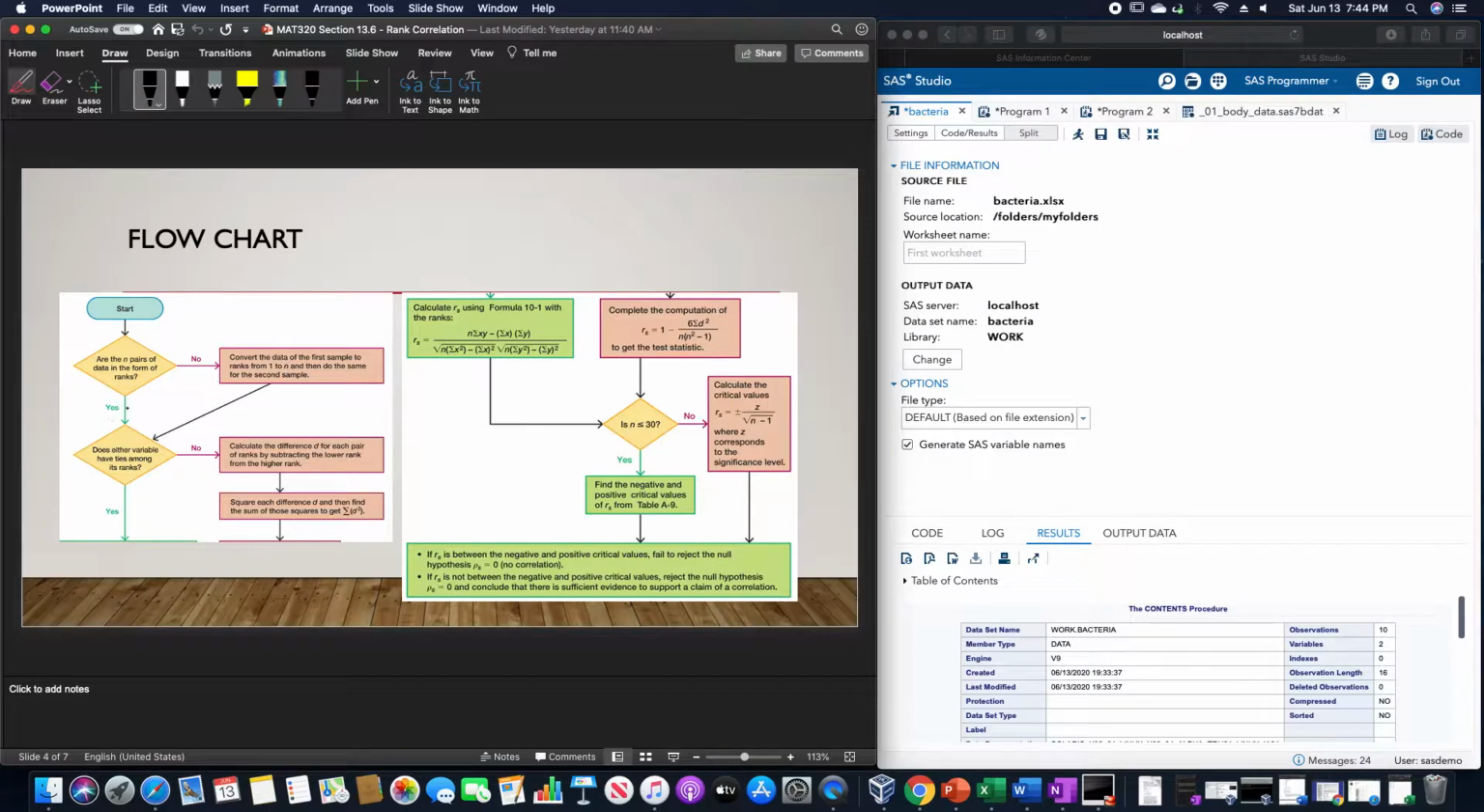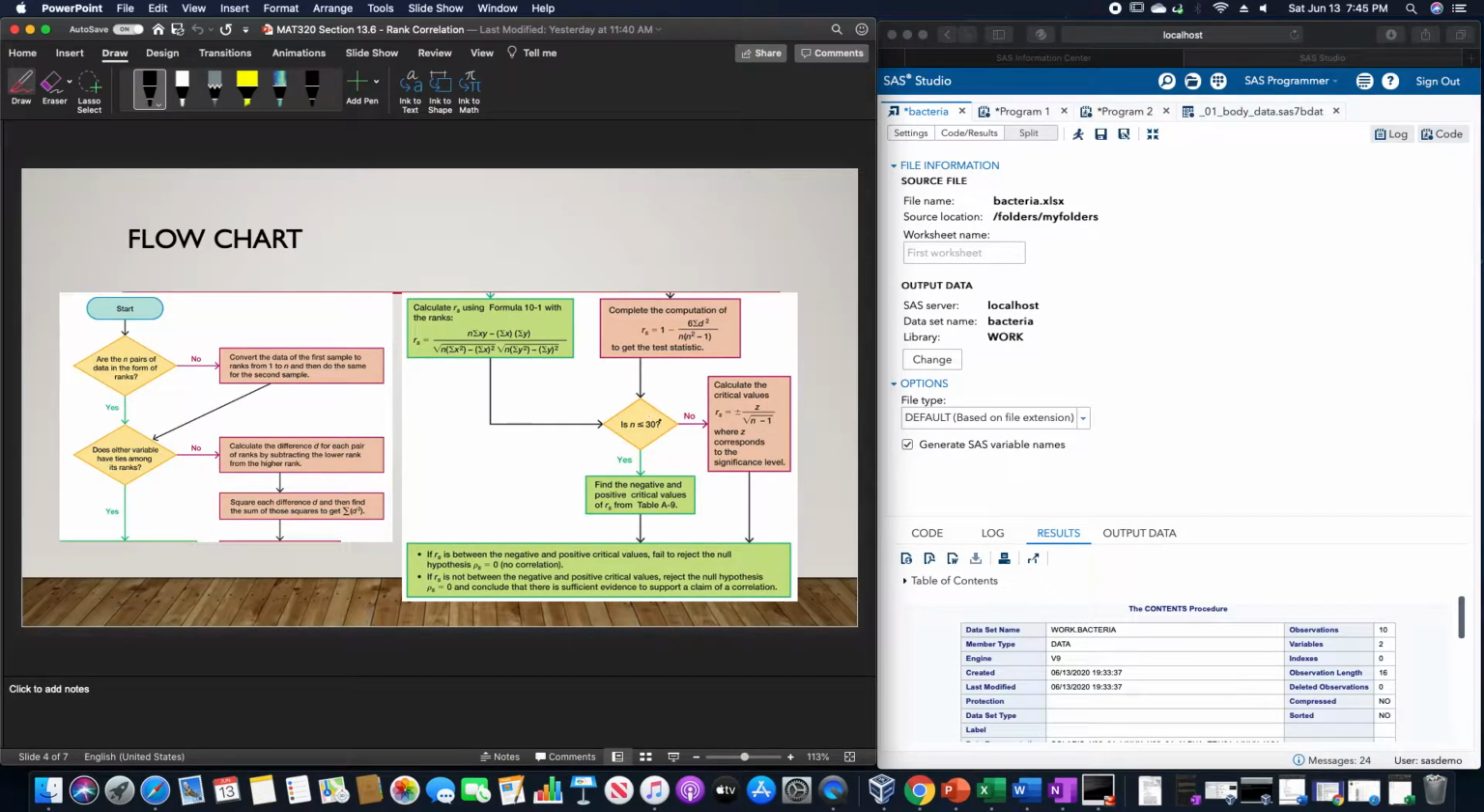And here is kind of a flow chart to go by. Are the pairs of data in the form of ranks? If no, we want to convert the data of the first sample to ranks from 1 to n, and then do the same for the second sample. Then, does either variable have ties among its ranks? If no, we want to calculate the difference d in each pair of ranks by subtracting the lower rank from the higher rank, square each difference d, and then find the sum of those squares to get the sum of d squared. Then compute R sub s using the special formula to get the test statistic. Otherwise, we use the other complex formula.